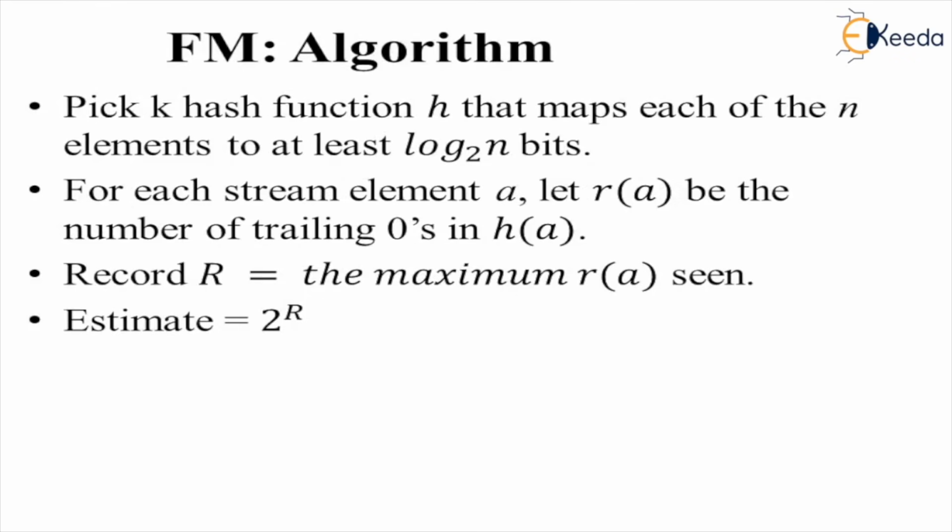FM algorithm. The first step, it picks k hash functions h that map each of the n elements to at least log n to the base 2 bits. For each stream element a, let r of a be the number of trailing zeros in h of a in a hash function. Record r equals the maximum r of a seen. Estimate 2 raised to the power r. So we get the estimation.